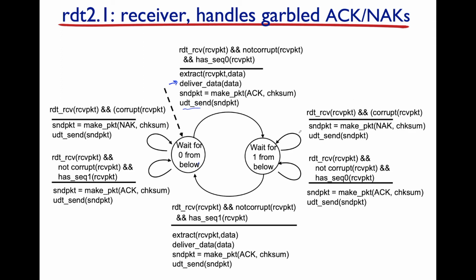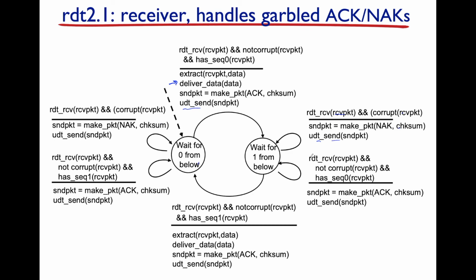So what conditions can you have? Well, either you get out of order, sequence number 0, or you get something that's corrupt. So let's look at the corruption case. You receive a packet, it's corrupt. That means the stored checksum and the calculated checksum are not the same. You create your NACK packet with the checksum, and then you do the unreliable send, UDT send, back across the wire as feedback to the sender. And then you're still waiting for a packet with sequence number 1 from below.